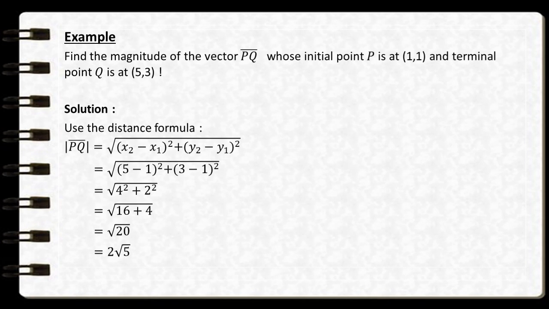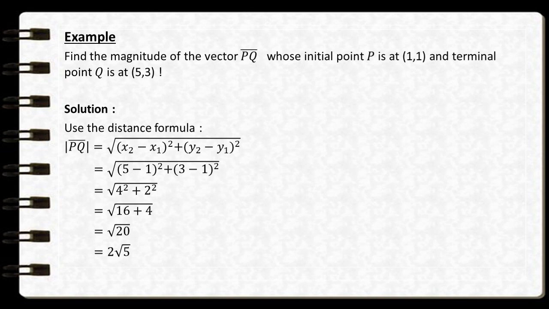Now, let's see an example about the magnitude of a vector. We have a problem. Find the magnitude of the vector PQ whose initial point P is at (1, 1) and terminal point Q is at (5, 3). From the problem, we know that x1 equals 1, y1 equals 1, x2 equals 5 and y2 equals 3.